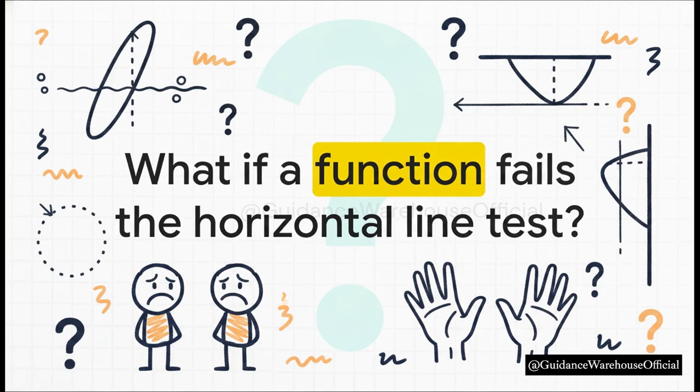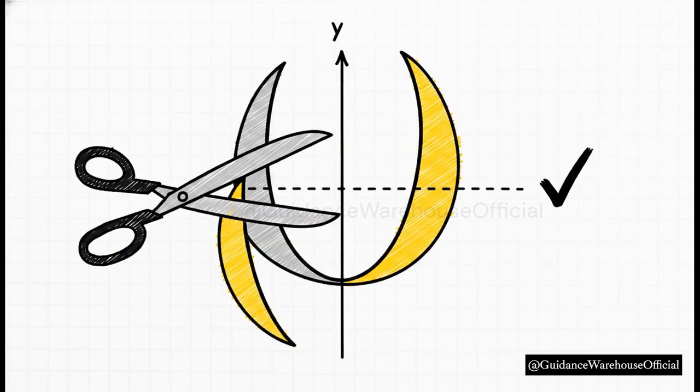Earlier, we established that the parabola f of x equals x squared failed the horizontal line test. It had two inputs for the same output. So, what do we actually do with problem children like this? Do we just throw our hands up and say they can never be undone? Absolutely not. Instead, we use a masterclass mathematical technique. We restrict the domain. To tame x squared, we simply chop off the left half of the graph.